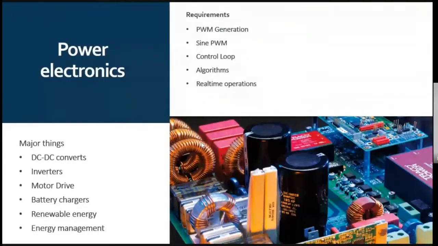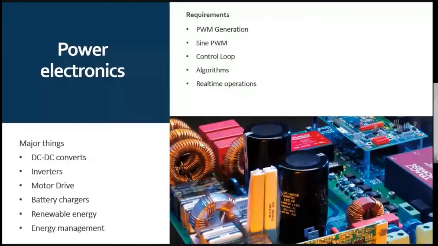Basic requirements on the power electronics side include PWM generation. Different types of PWM generation are there: pulse width modulation, pulse frequency modulation, and different pulse position modulation techniques used in different applications. And sine PWM is widely used in different motor drive and inverter applications.